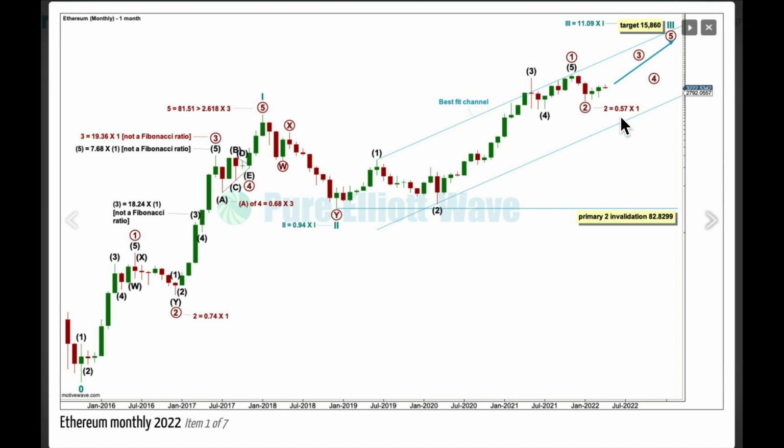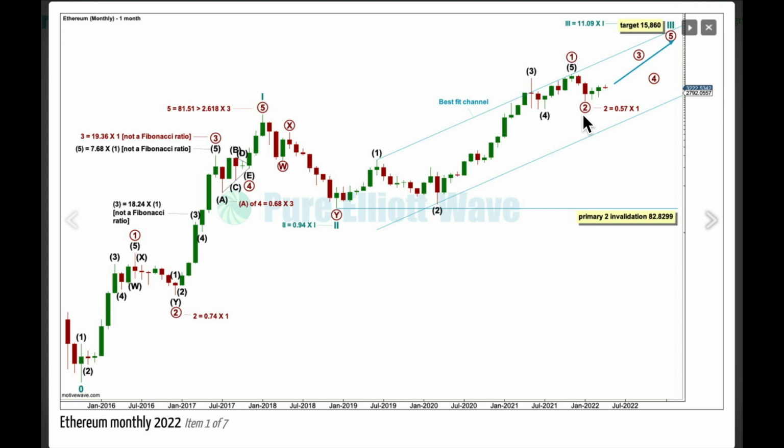If it's over here, it's just 0.57 the length or depth of primary wave 1, which for this market could be considered rather shallow. For normal cryptocurrency, primary degree second waves would be considered very shallow and so incomplete. But when we look back at the price history of Ethereum, here we've got 0.68, here we've got 0.74. So here 0.57 is more shallow, but within the ballpark of acceptability for this particular cryptocurrency, so I will accept it.